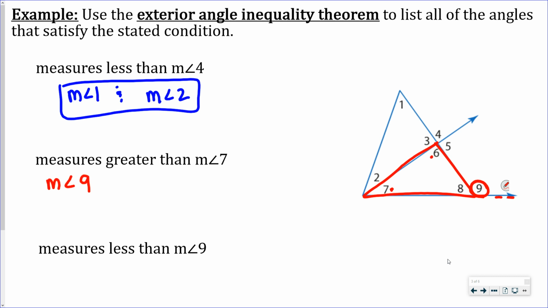I don't know about 6 and 7. I don't know their comparison. I can't make any assumptions based off of that exterior angle sum. Okay, then I see 5 is also an exterior angle of this red triangle. 5 is greater than what 2 angles? 7 and 8. Right, 7 and 8. Those are the 2 remote. So 5 would also have to be greater than 7.